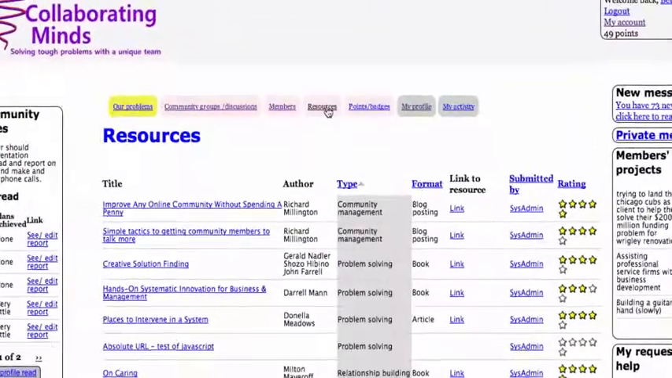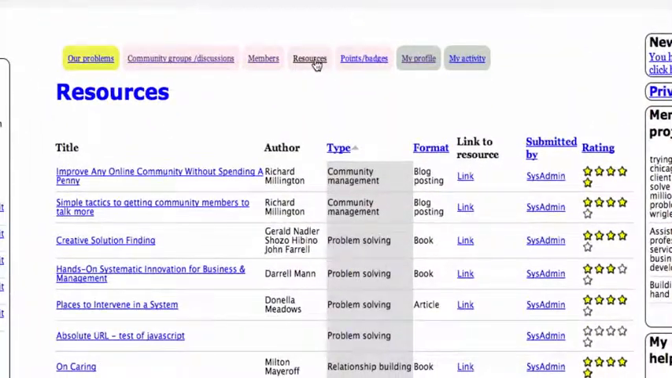Resources is a place for sharing books, articles, or other media that a member believes his colleagues might find valuable. We have great thinkers, relationship builders, and community builders on this site, and we want to make it easy for them to share what they know and what they've learned. The site also has a points and badges system that recognizes participation. All of the points are given for community-related activities, like asking for help, providing help, and contacting other members.